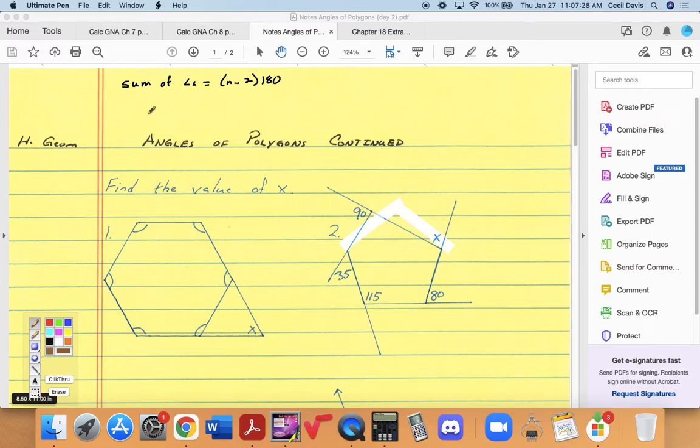And then if you wanted to find each individual angle for a regular or for an equiangular polygon, what did you have to do? Yes? Divide the total amount of degrees in the polygon by the number of sides. Yeah, which is also the number of angles. So it's just n minus 2 times 180 divided by n.